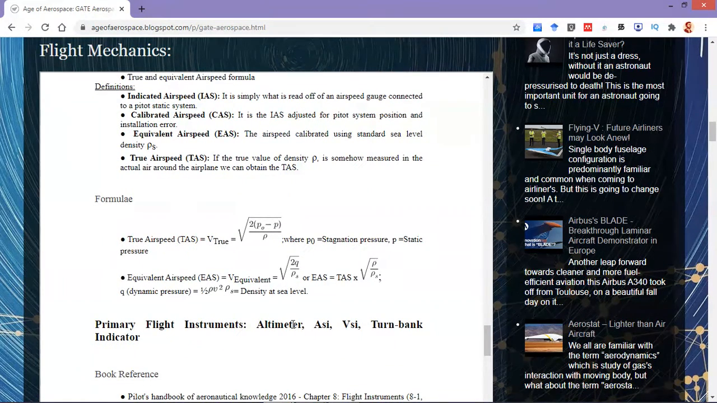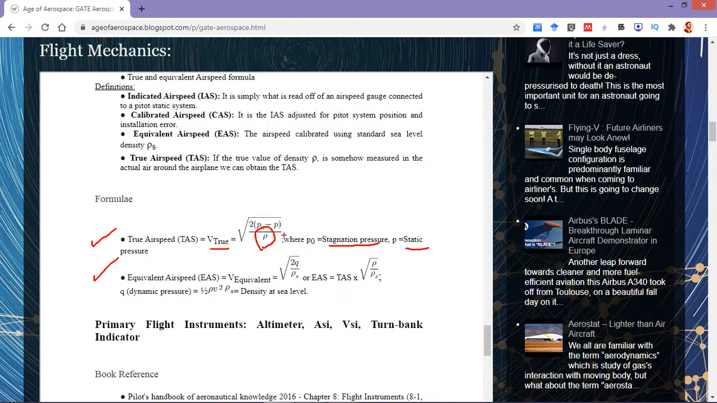In this particular topic, there are two important formulas, that is, the formula for true airspeed and equivalent airspeed. Now let's see them one by one. Regarding true airspeed, the velocity of true airspeed can be found out by the square root of 2 times (P naught minus P) divided by rho. P naught is the stagnation pressure and P is the static pressure. That is twice the pressure difference between the stagnation and static pressure divided by density. This density rho is the density at that particular altitude at which it is flying.